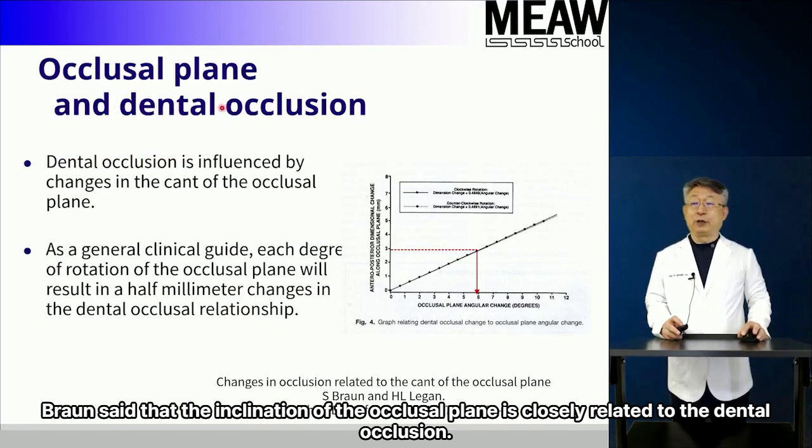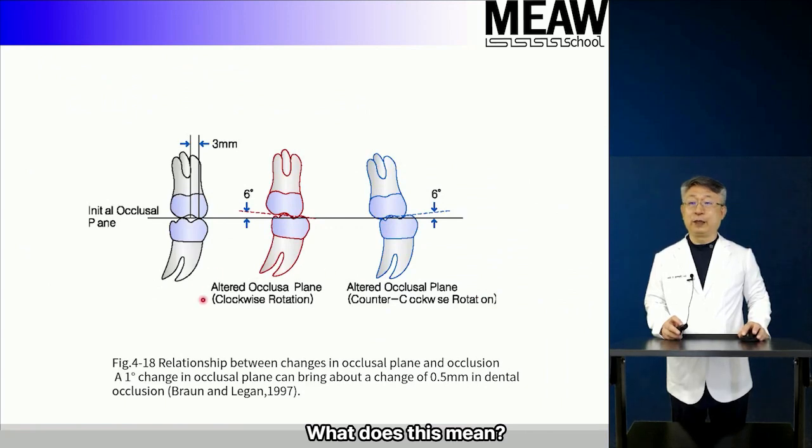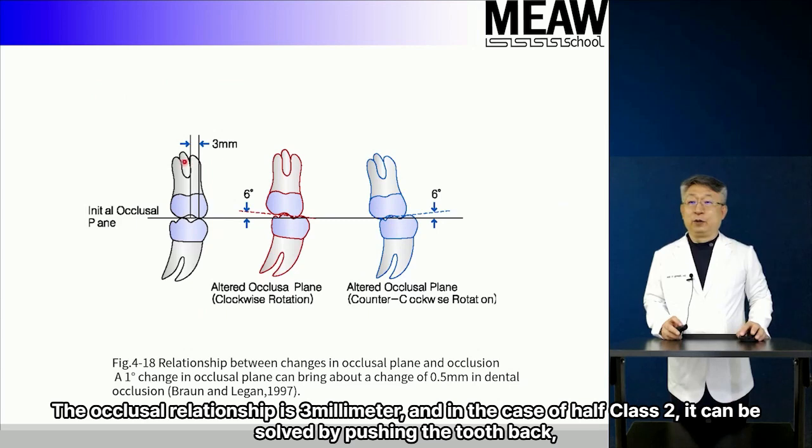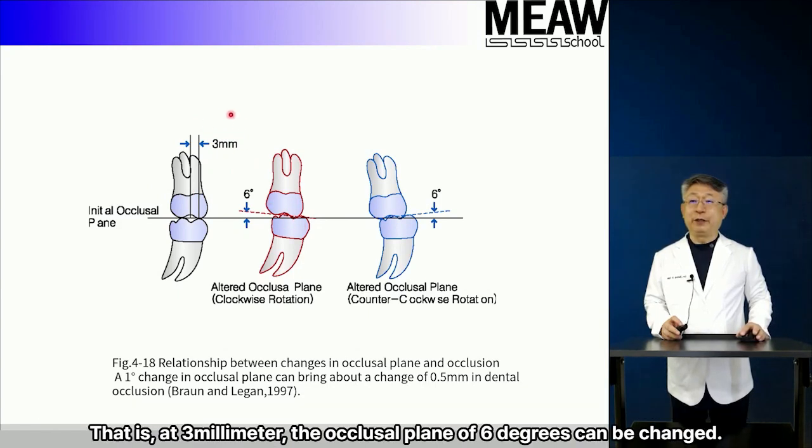Braun said that the inclination of the occlusal plane is closely related to the dental occlusion. In general, it was said that every time the occlusal plane changes by 1 degree, the occlusal relationship can change by 0.5 mm. What does this mean? The occlusal relationship is 3 mm, and in the case of Hauff class 2, it can be solved by pushing the tooth back, or by changing the occlusal plane in this way. A desirable occlusal relationship can be obtained. That is, at 3 mm, the occlusal plane of 6 degrees can be changed.